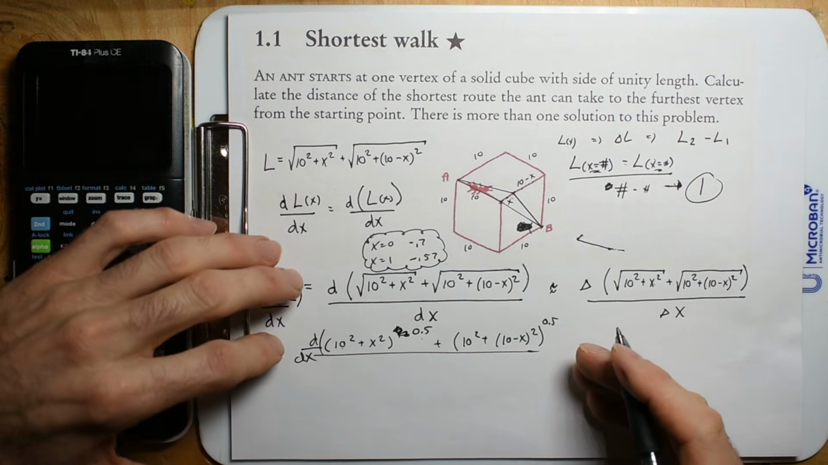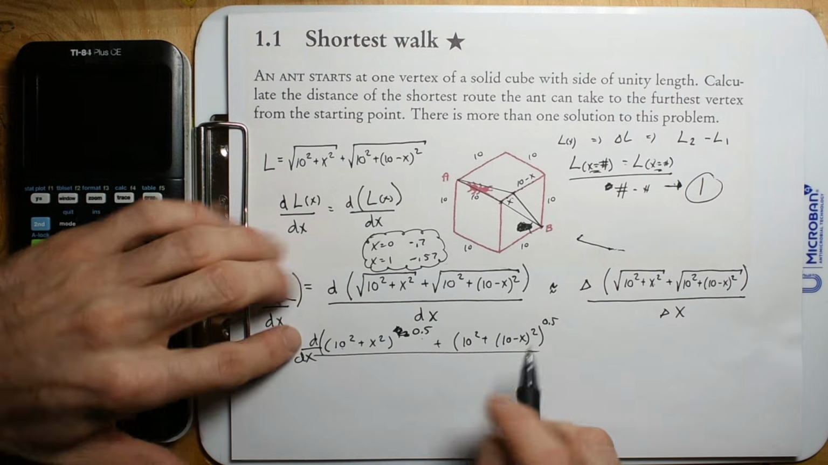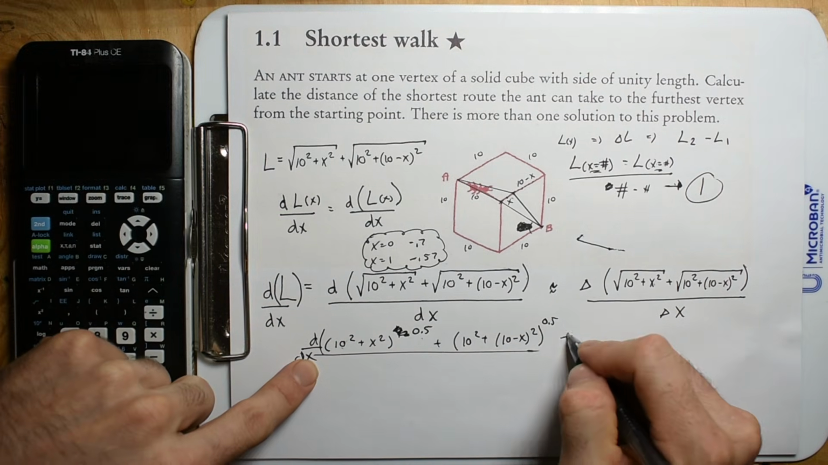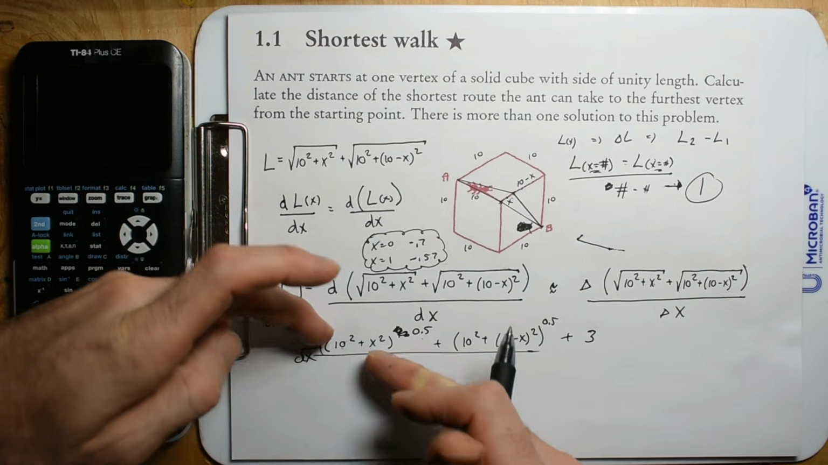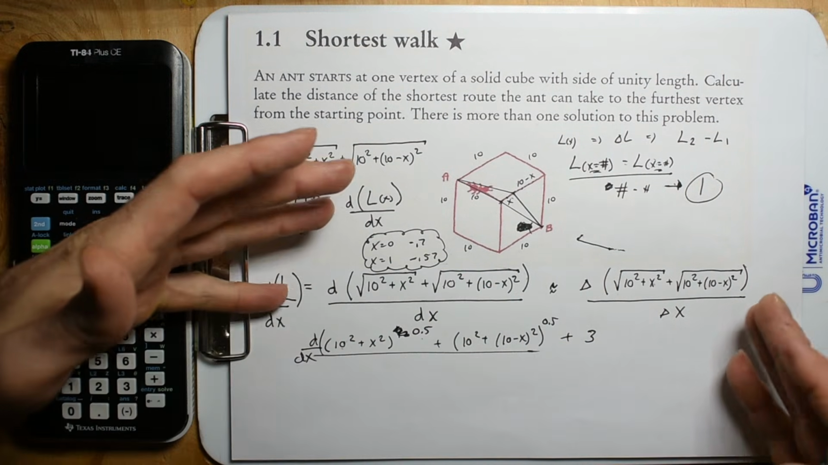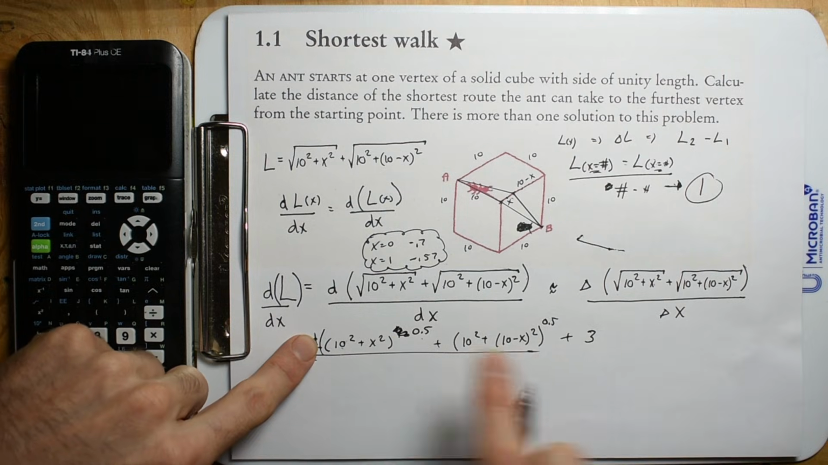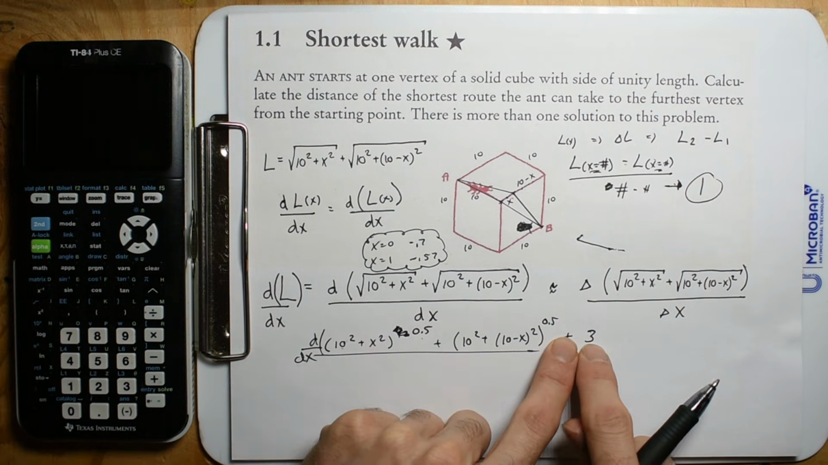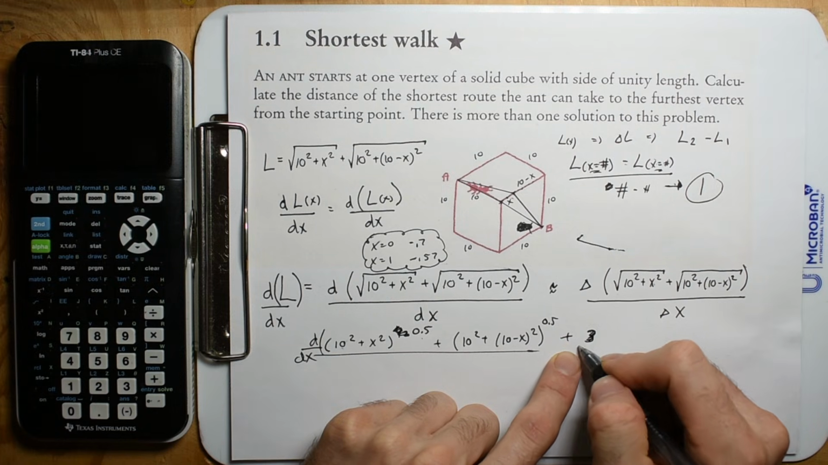So the rules are, if we have two things added, let's say I just had plus 3, I'm taking the derivative of each of these. That's the first thing. So I take the derivative of this, and then the derivative of 3. The derivative of a constant is 0.